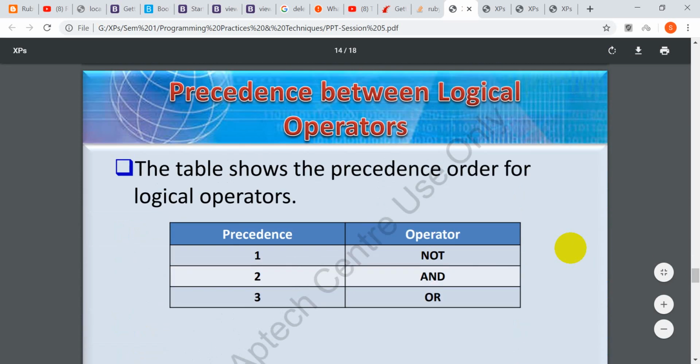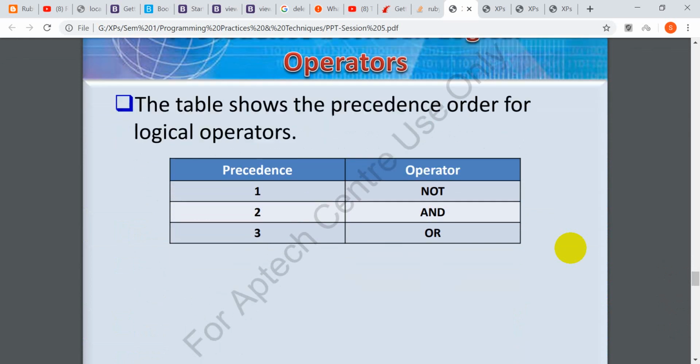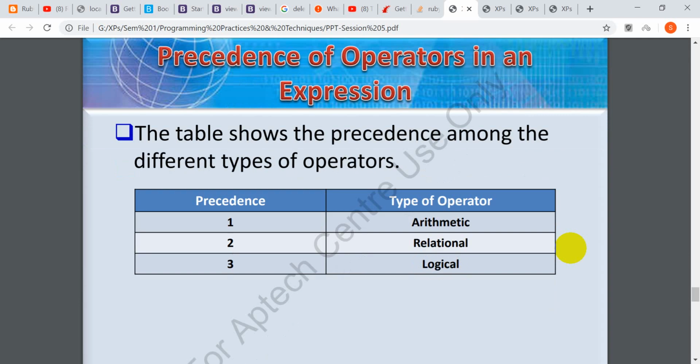Precedence between logical operators: as the table shows, you start with not, then followed by and, then or. You get it. These are the precedence. So precedence among different types of operators: if you have these three types of operators in a calculation, you start with arithmetic, followed by relational, then the last part is logical. That's the precedence. You get it.